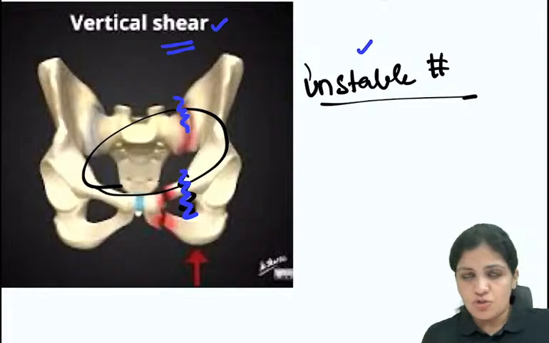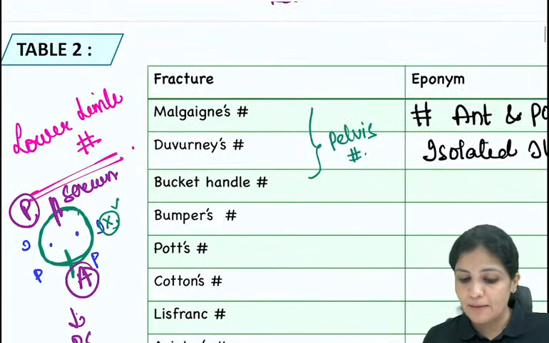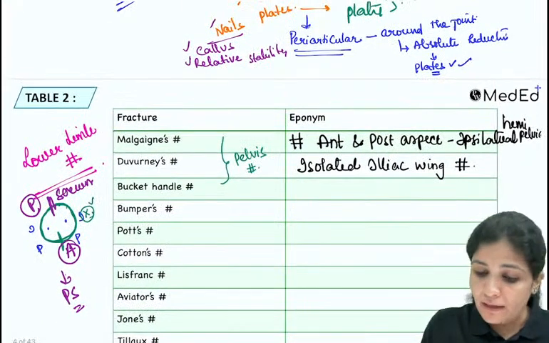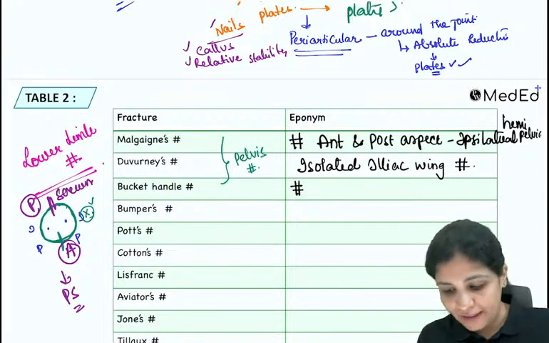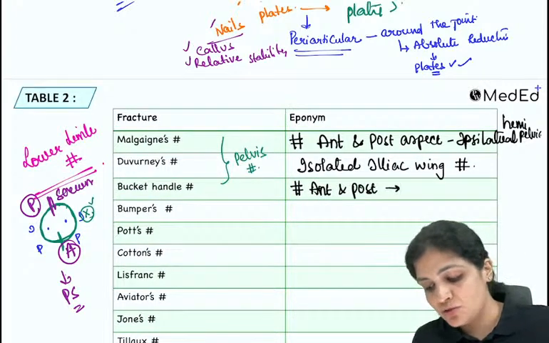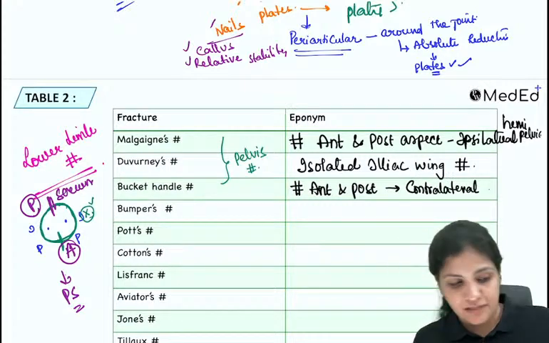So that is about the Malgaigne's fracture. So ipsilateral anterior and posterior fractures is called the Malgaigne's fracture. Now what is bucket handle fracture? Similarly, when we come back to bucket handle, it is also a fracture of the ring anteriorly and posteriorly, but it is on the contralateral pelvis.